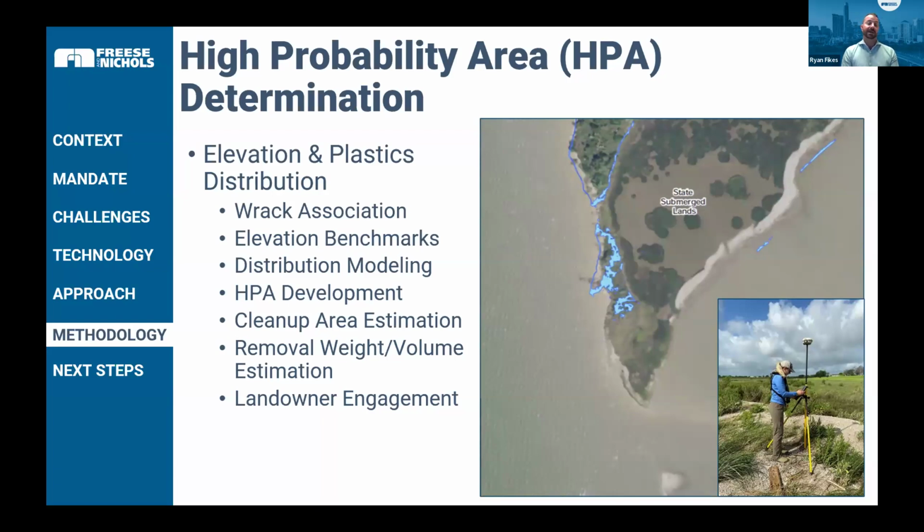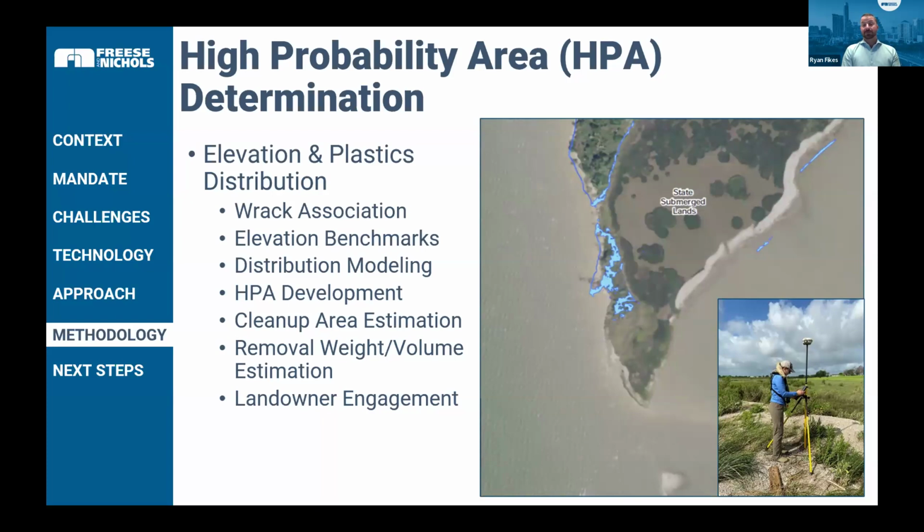We then decided what kind of threshold we were really modeling around, which in this case was a 10 plastics per square foot threshold, and used that to develop a series of quarter mile by quarter mile sections, like you see here on the right, showing the area where you have the highest probability for plastics distribution. Those are what we call HPAs, or high probability areas. We have those for every quarter mile section around the 75 miles of bay shoreline.